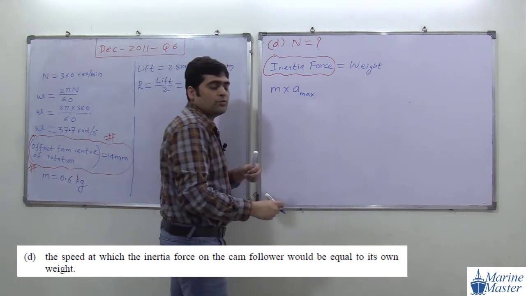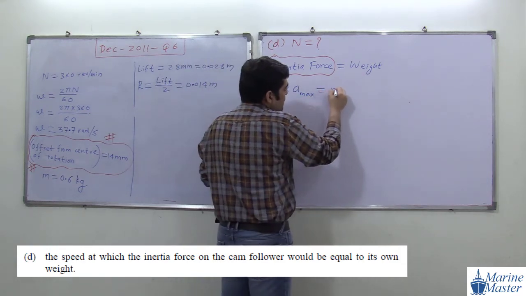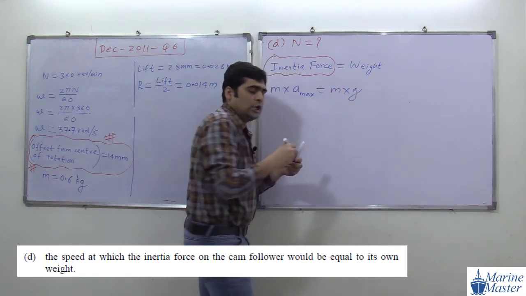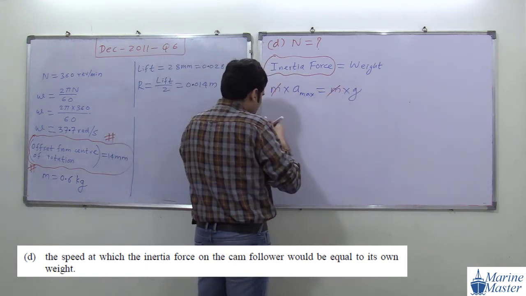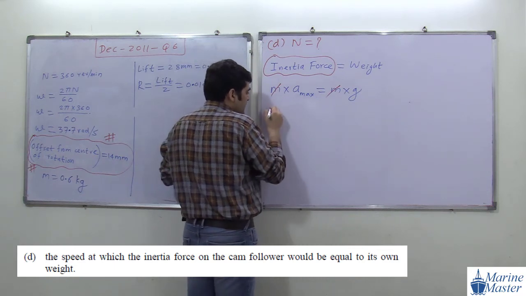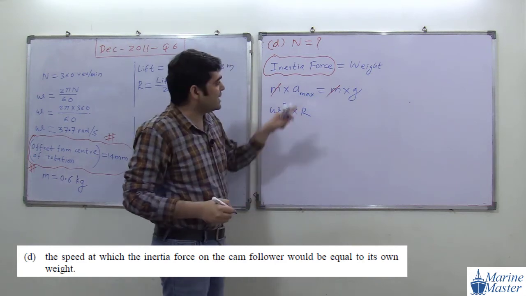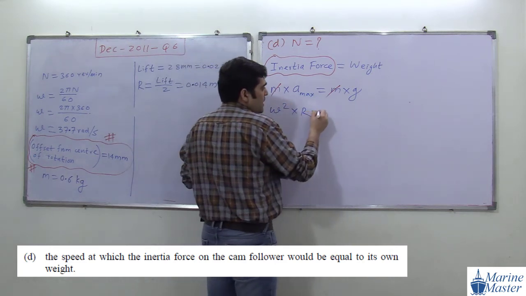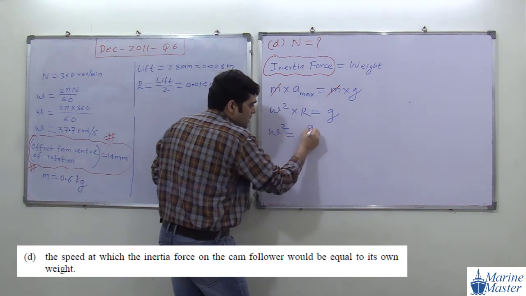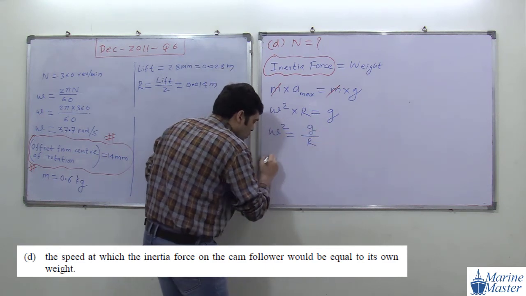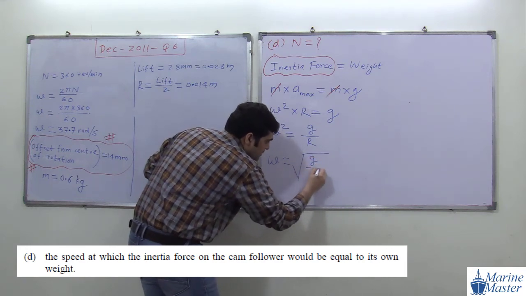Inertia force is equal to what? Mass into maximum acceleration. And weight means what? We know this one, m into g. Now what can we cancel here? We can cancel m. And what is the relation for Amax? Amax is omega square r. So omega square r is equal to g. So omega square is equal to g by r. Omega will become the square root of g by r.